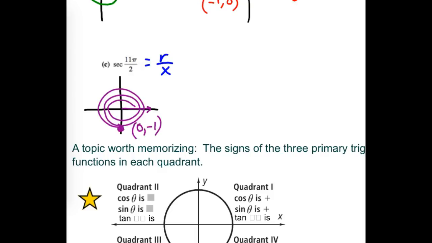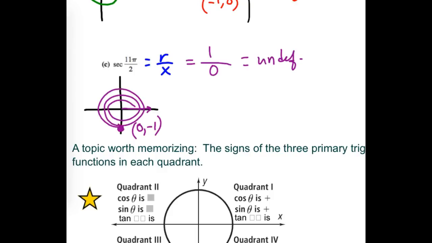0, -1. Okay, so if I have to do r over x for secant, we said r is always going to be 1 as long as we go 1 unit in whatever direction we have to go. Our x value is 0. So can we take 1 divided by 0? No. We would say this is undefined. So the secant of that angle is undefined.